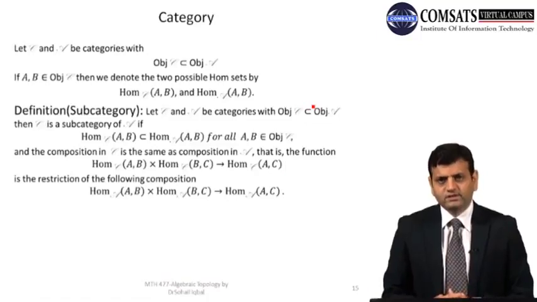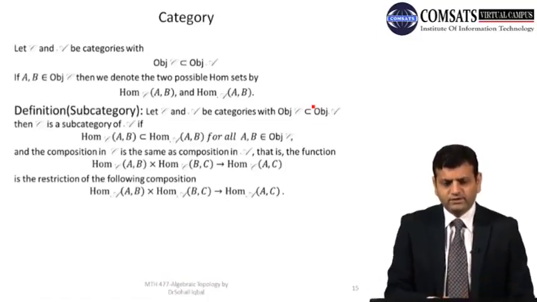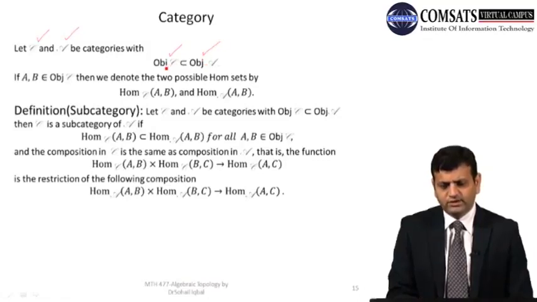So let's see what a subcategory is. If I have two categories C and A, such that all the objects of the category C are also objects of the category A. In other words, the objects of C are a subset of the objects of A. And if A, B belong to the objects of C, then we denote the two possible hom-sets by this.